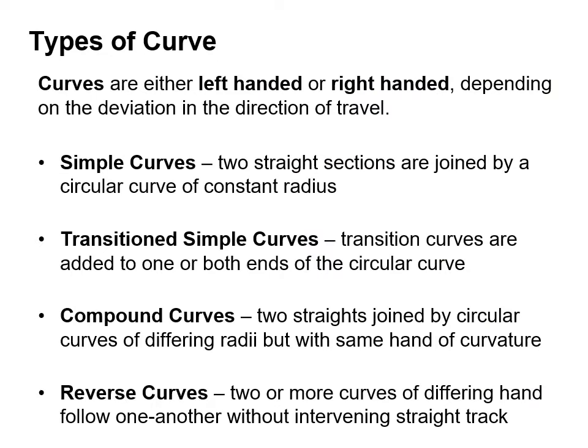There are a number of different types of curves. First of all, they can either be left-handed or right-handed. We can have simple curves, where two straight sections are joined by a circular curve of constant radius, or a transitioned simple curve, where transition curves are added to one or both ends of the circular curve. A compound curve is where two straights are joined by circular curves at different radii but with the same hand of curvature. Or reverse curves, where two or more curves of differing hand follow one another without intervening straight track.